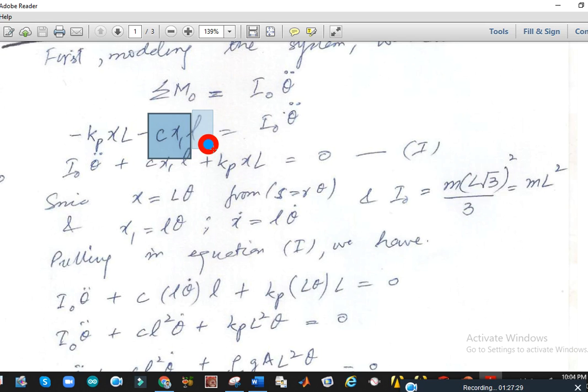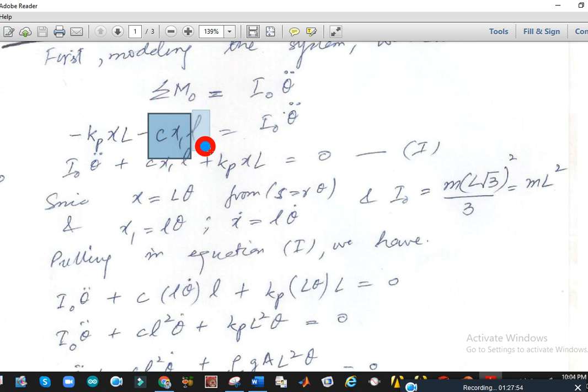Here you can see this is written as C x1. Actually, x is velocity here, so it should be x dot. Because the damping force is dependent upon the velocity of the fluid, so C x dot, and l is the distance of the damping element from the pivot point. Why? Because we have to consider it as a moment of force.